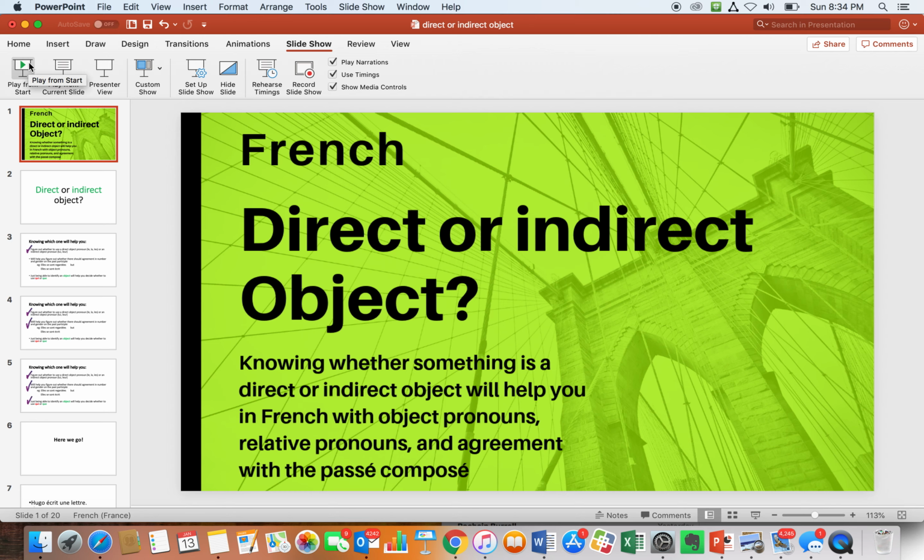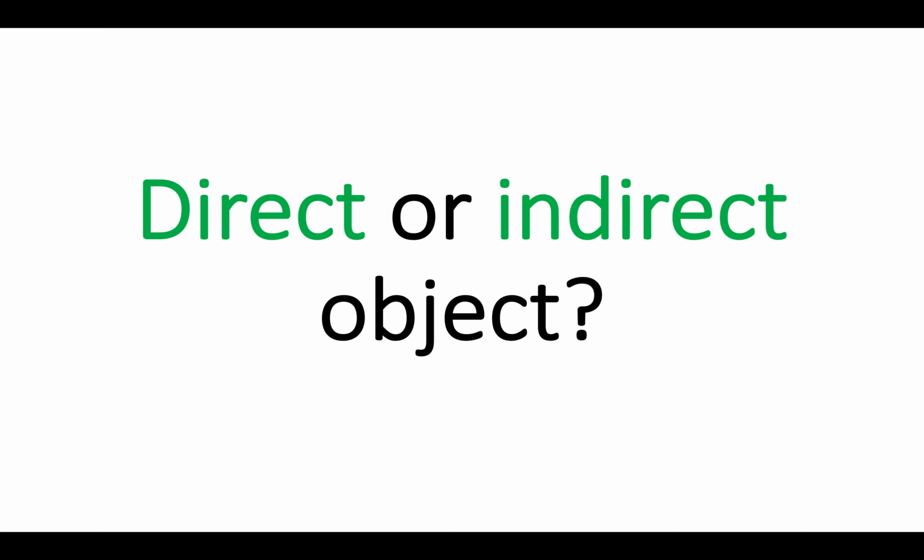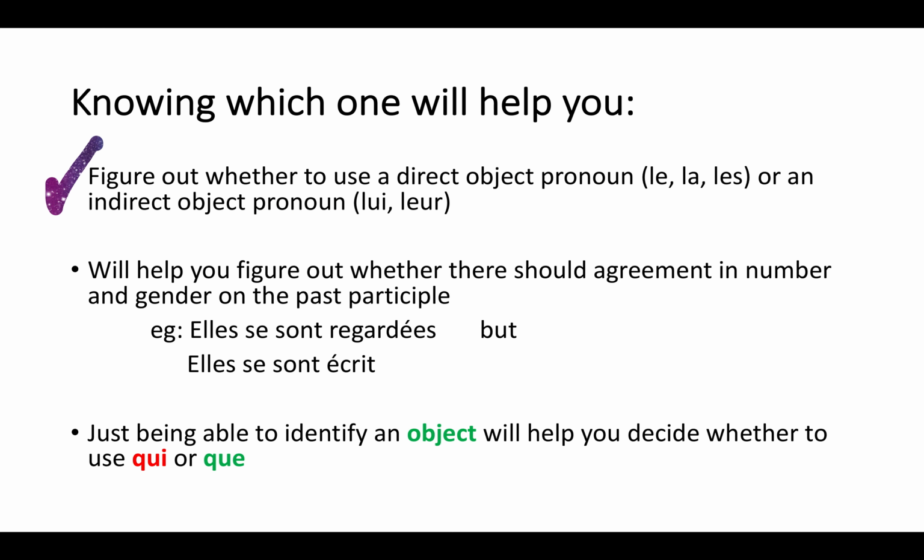Hello, the purpose of this video is to help you identify direct and indirect objects in French. Knowing whether something is a direct or an indirect object pronoun is going to help you in lots of ways. Knowing which it is will help you figure out whether or not to use a direct object pronoun like le, la, les, or an indirect object pronoun like lui and leur.